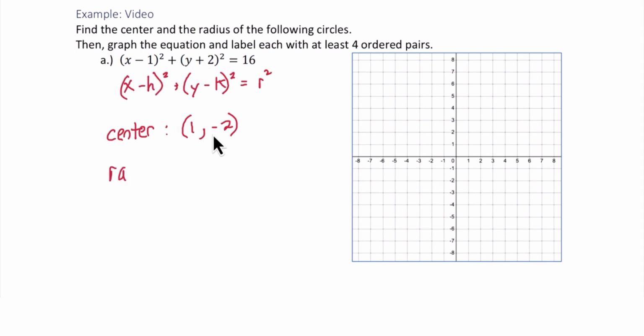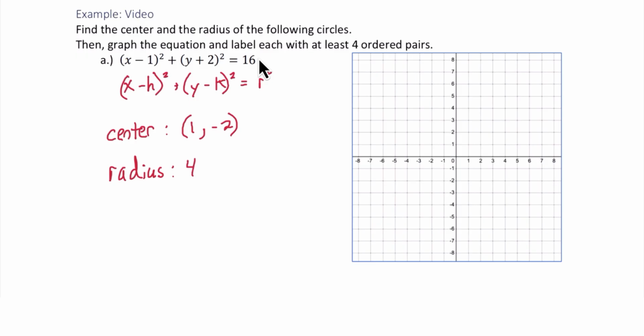And then the radius is simply going to be the square root of the constant that we see on the far right. Notice that this number is r squared. So if we take the square root of that, we get the radius is 4.